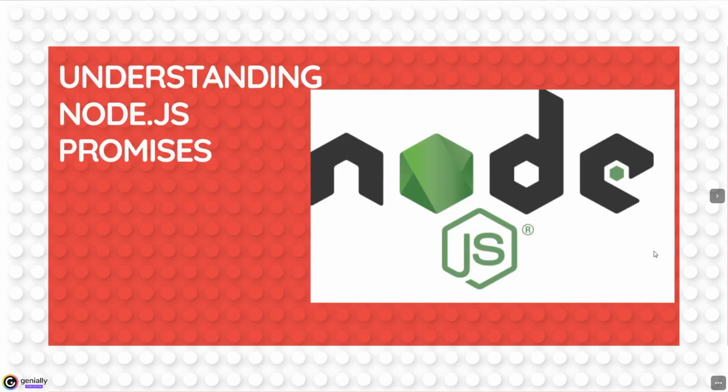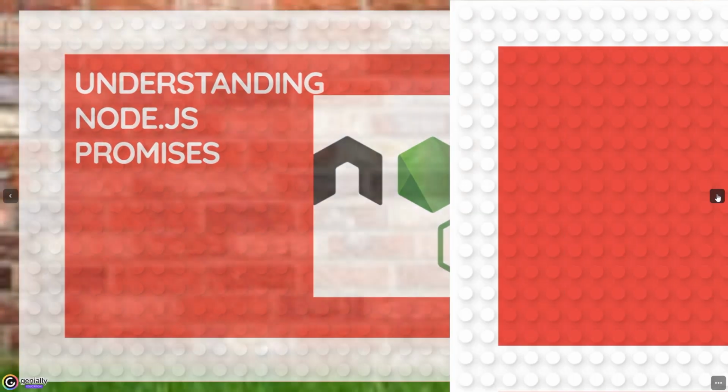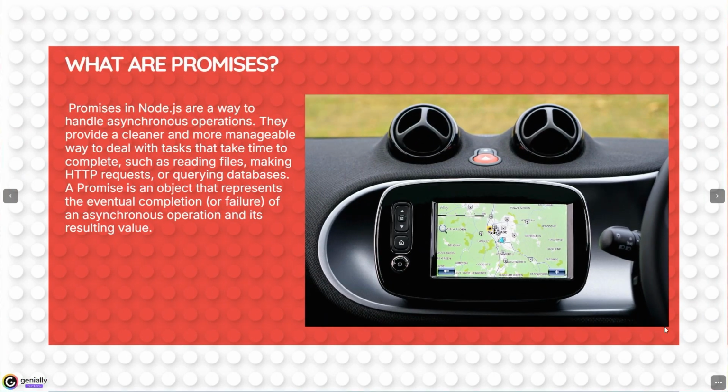In this video, we are gonna talk about understanding Node.js promises. Promises in Node.js are a way to handle asynchronous operations. They provide a cleaner and more manageable way to deal with tasks that take time to complete, such as reading files, making HTTP requests, or querying databases. A promise is an object that represents the eventual completion or failure of an asynchronous operation and its resulting value.